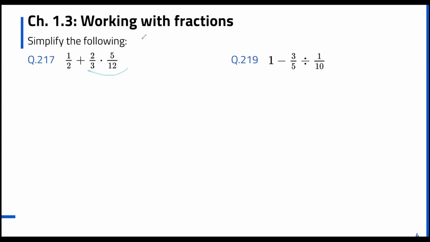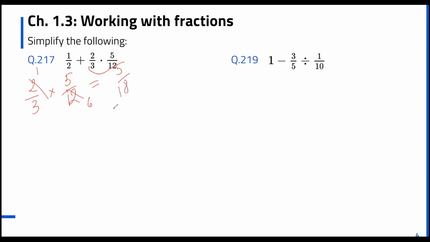So here, we first pay attention to the order of what we do, and first we multiply. Here we have 2/3 multiplied by 5/12. I will get used to it. We can see that we can divide 12 and 2. So here's 6. 5/18.